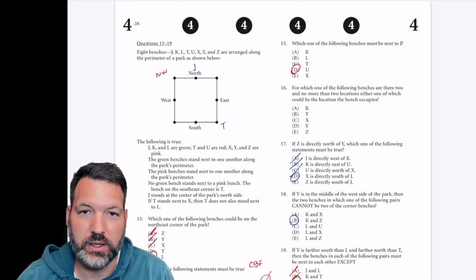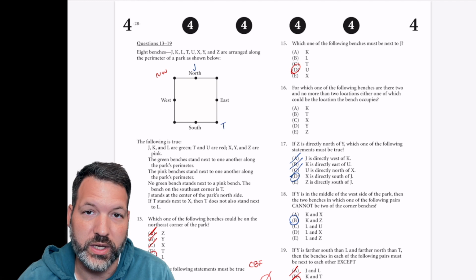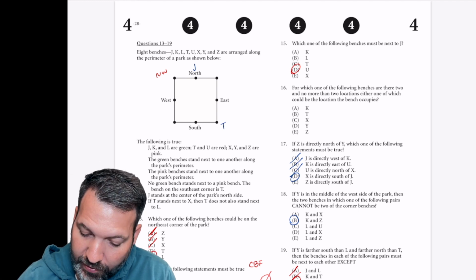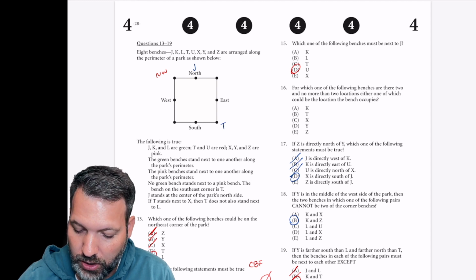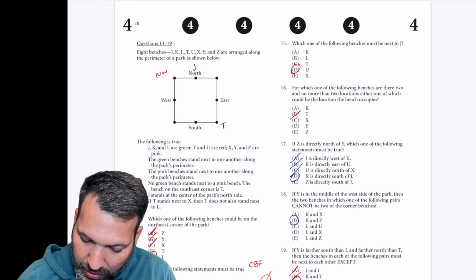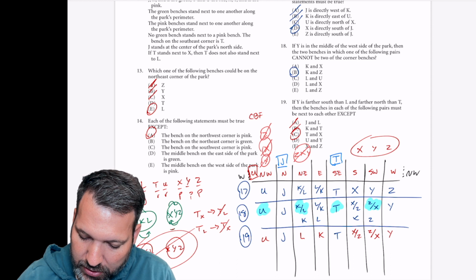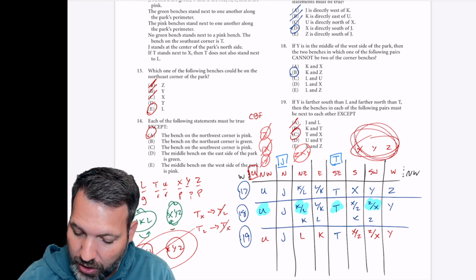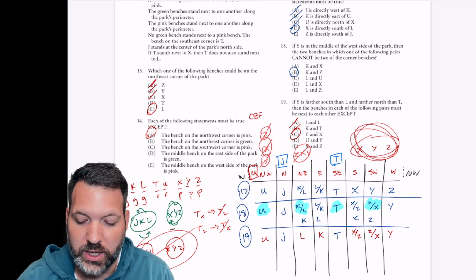I'll tell you what, this is going to be feast or famine. Either we're getting this and these are going to be the right answers, or we're going to miss a bunch of questions. For which one of the following benches are there 2 and no more than 2 locations, either one of which could be the location the bench occupies? Well, it's not T, because T has to go in a particular spot. K and then X, Y, or Z. K we've only ever seen in 2 slots, northeast and east, and that's it, right? X, Y, or Z can go in any of 3 locations for south, southwest, and west, but K and L are always flipping between east and northeast.